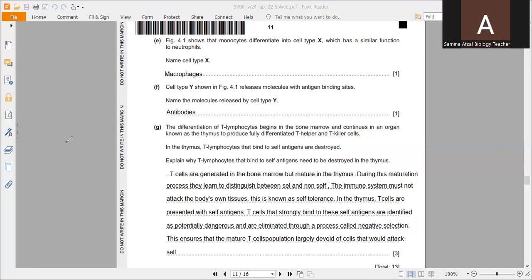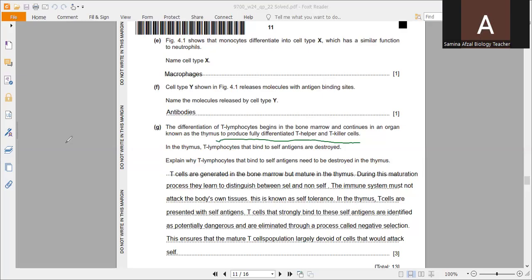So the question is, why do T lymphocytes that bind to self antigens belonging to the body's own cells need to be destroyed in the thymus? T cells are generated in the bone marrow but mature in the thymus. During this maturation process, they learn to distinguish between self and non-self. The immune system must not attack the body's own tissues. This is known as self-tolerance. If T cells are allowed to recognize and attack self antigens, they would cause autoimmune diseases, where the body's immune system mistakenly targets its own cells and tissues.